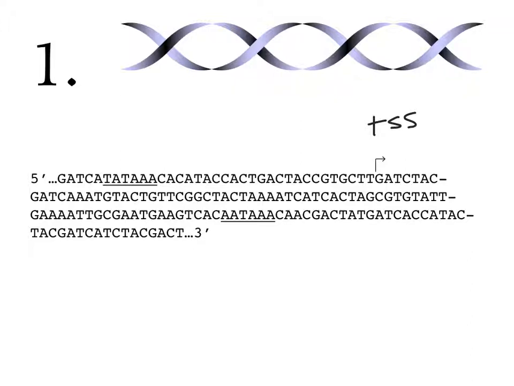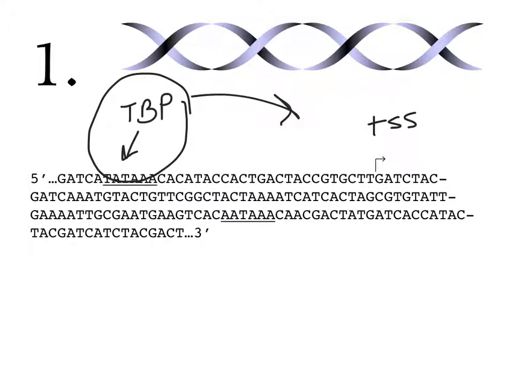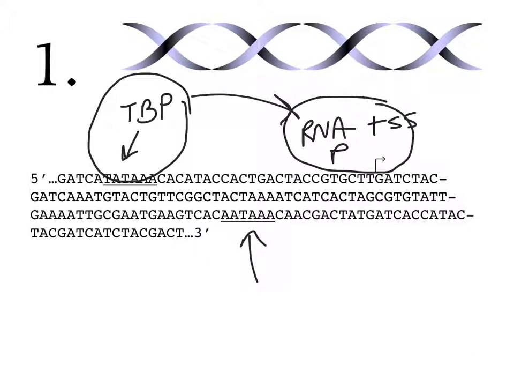The TATAAA sequence is the consensus sequence for TATA binding protein, which is a transcription factor that will bind to the DNA at that sequence and then help bring RNA polymerase in and place it at the transcription start site. The other underlined series of letters here, AATAAA, we're going to see in the next floor sign, which is an important sequence, the polyadenylation signal sequence, which is important for transcription.